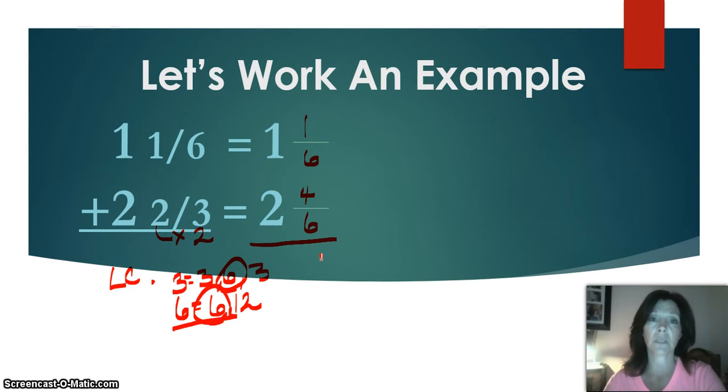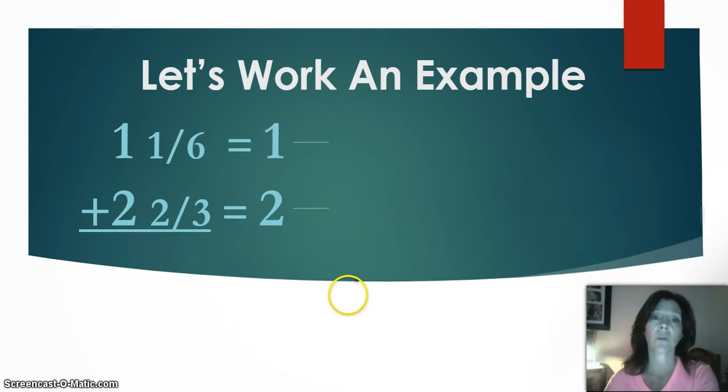In order to make it much easier to solve, you want to add your whole numbers, then add your fractions. So add your whole numbers first. 1 plus 2 is 3. Remember, your denominator doesn't change, so you don't add it, you simply bring it down. And then you add your numerators. 1 plus 4 is 5. I like to draw a square around my final answer because then you don't get it confused with anything else. So your answer is simply 3 5/6.